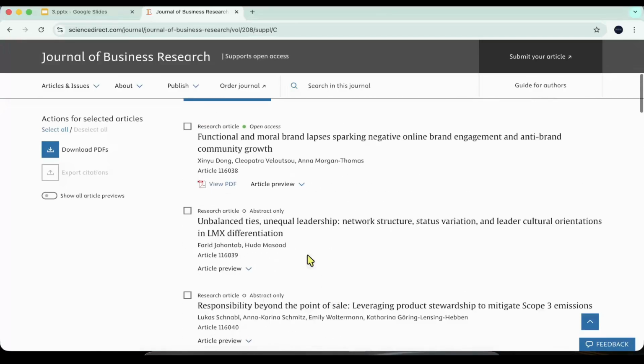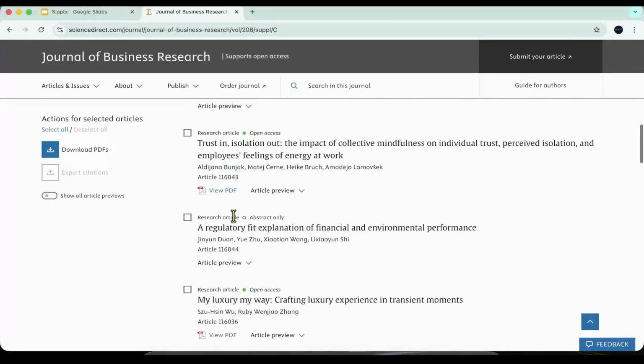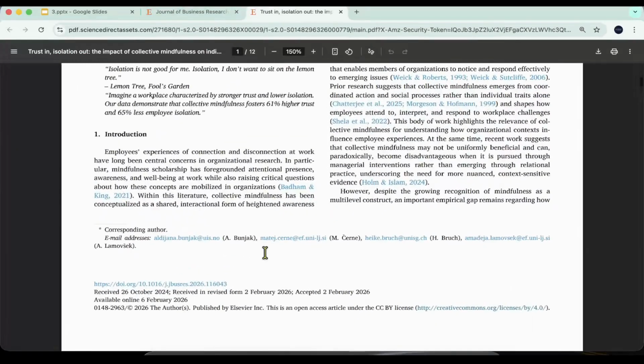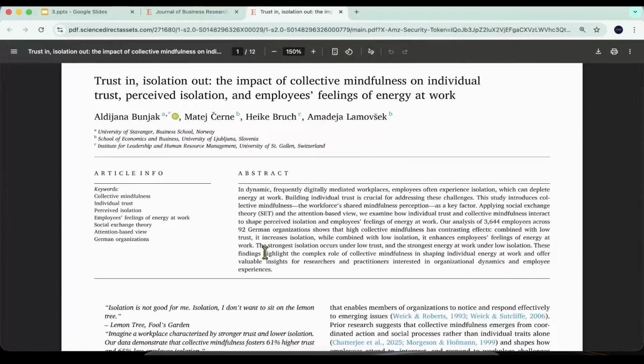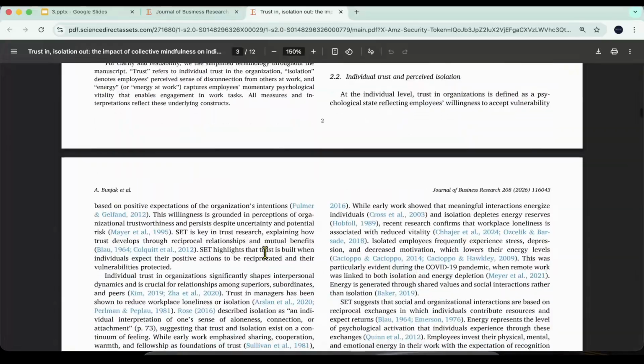We can have a look at any paper that is open access. So can we see open access papers shown like this? We can just directly go and view the PDFs. All right, so let's have a look.